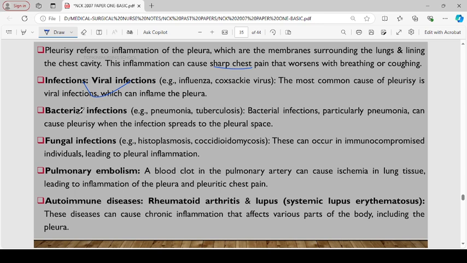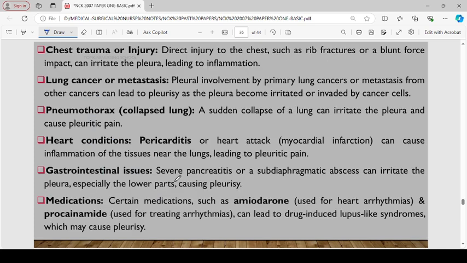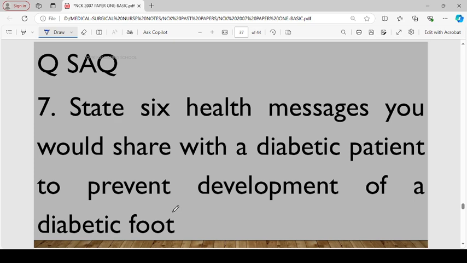Apart from the viral, now we have also the bacterial infections like pneumonia, tuberculosis, fungal infections like histoplasmosis, coccidioidomycosis, especially in immunocompromised individuals, pulmonary embolism, autoimmune diseases, okay, especially rheumatoid arthritis, lupus erythematosus, chest trauma, lung cancer, pneumothorax, heart conditions, and certain medications, such as amiodarone and procainamide. These are antiarrhythmic agents, all contribute to that.